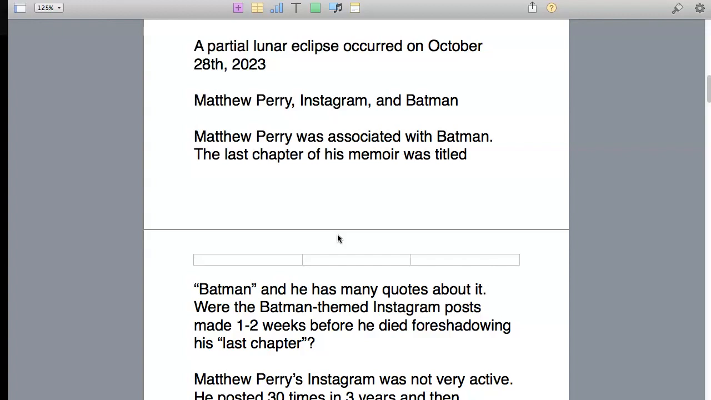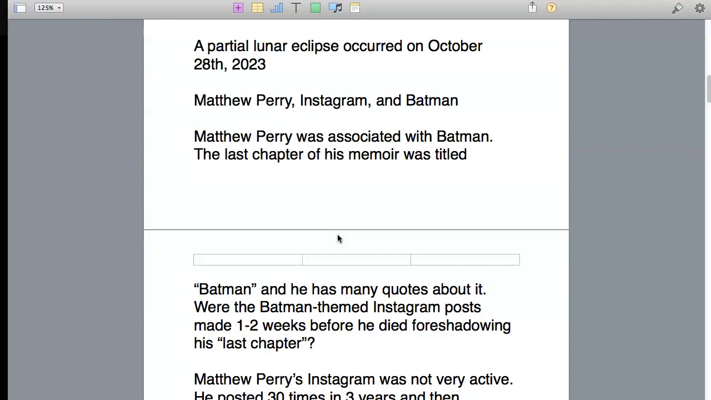Okay. Matthew Perry, Instagram, and Batman. Matthew Perry had this obsession with Batman for whatever reason. Going back to the beginning, this could be an innocent thing. He just really liked Batman. Or it could be something a little more sinister relating to all the stuff I just went into. The last chapter of his memoir was titled Batman, and he has many quotes about Batman.